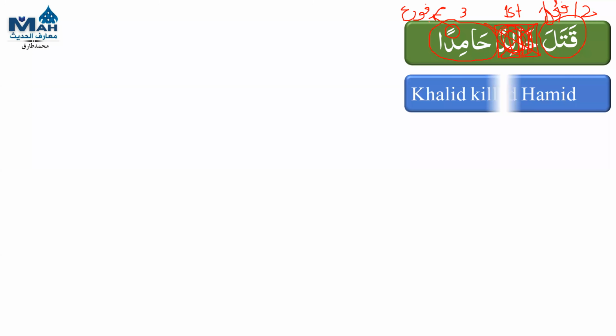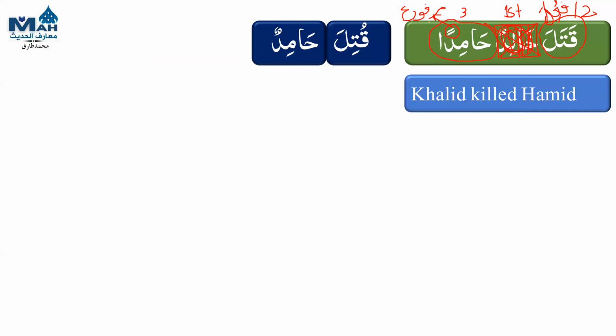Very good, excellent. Now read the sentence in the blue column. Kutila Hamidun. Very good. Now translate Kutila Hamidun. As the subject is removed, it will become mustatir. So, he killed Hamid.